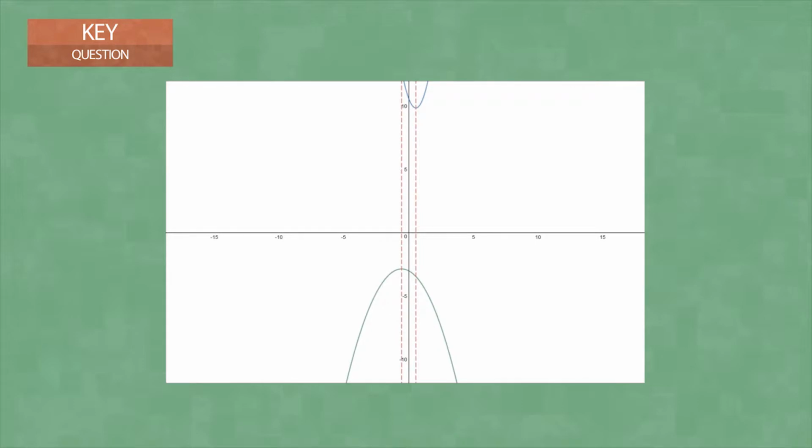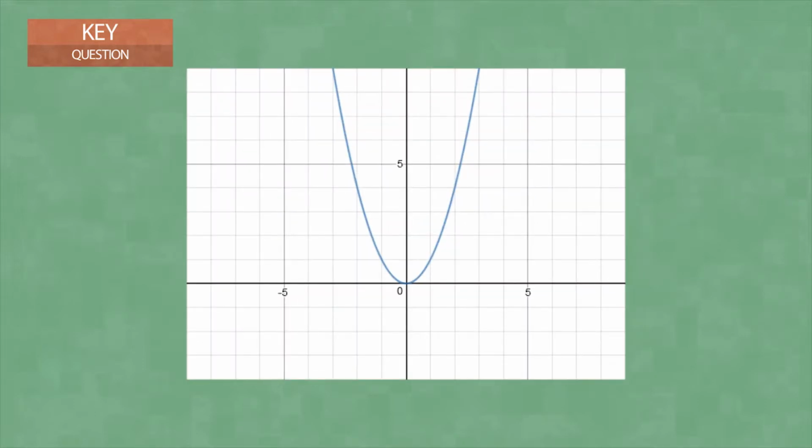Another cool thing about this kind of symmetry is that whenever you have one point, you get another one for free. Like if I know (-2, 4) is on a parabola and the line of symmetry is x equals 0, then I know (2, 4) is another point on the parabola.